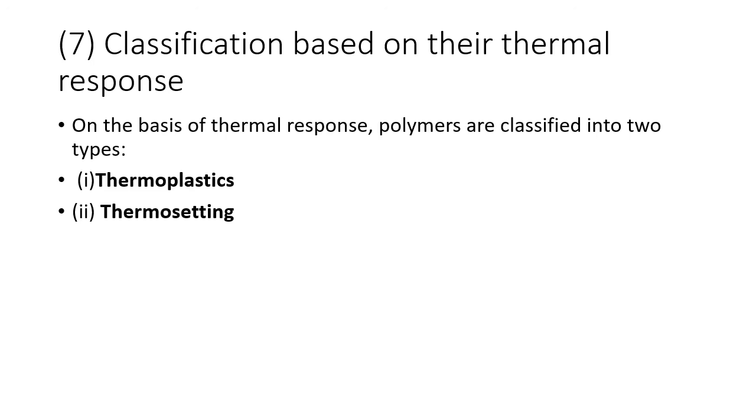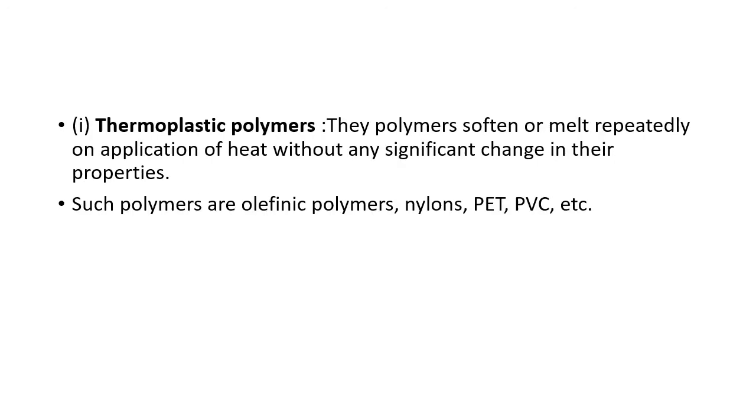Now we come across the seventh classification, which is based on the thermal response. So this is mostly a revision of the previous classification. On the basis of the thermal response, polymers can be classified into two types, thermoplastics and thermosets. So what are thermoplastic polymers? These are the polymers which soften or melt repeatedly on application of heat without any significant change in their properties. And such polymers are olefinic polymers, nylon, PVC, etc.